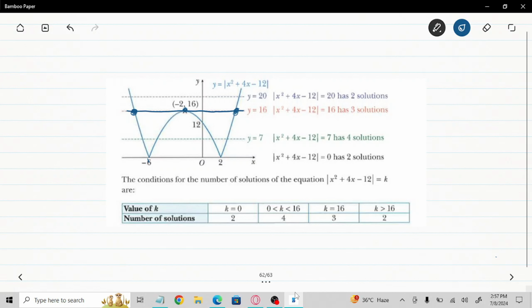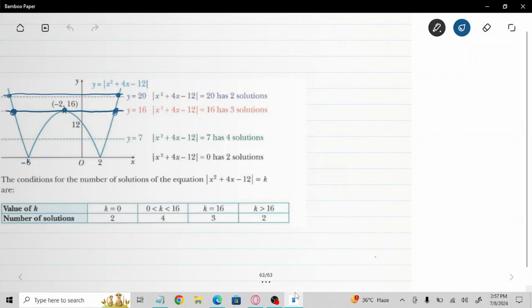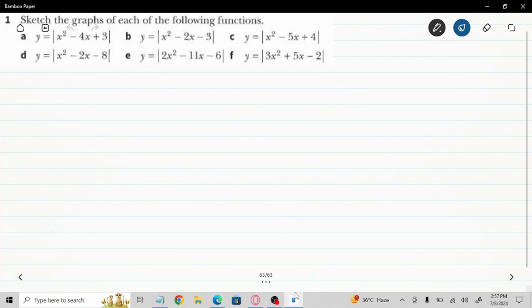Another thing is that whenever we take a y value that is greater than the stationary point in a modulus graph, we are only going to get 2 solutions, one here, one here. And by the way, 2 solutions means different x values. So for 4 solutions, we get 4 x values, for 2 solutions, we get 2 x values, and so on and so forth.